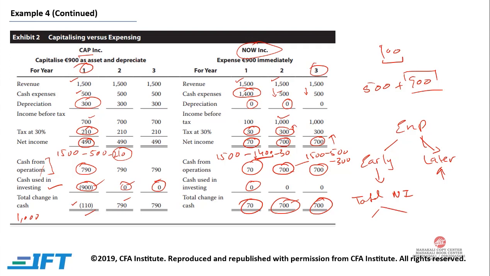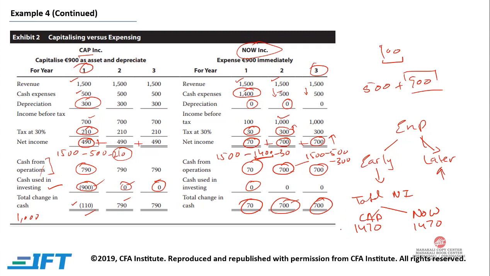income in both cases, capitalizing and expensing: 490 plus 490 plus 490 equals 1470. And over here as well, 70 plus 700 plus 700 is also 1470. The reason the total, or accumulated, net income is the same at the end is because we are just capitalizing over here and expensing it over here. The basic structure remains the same.